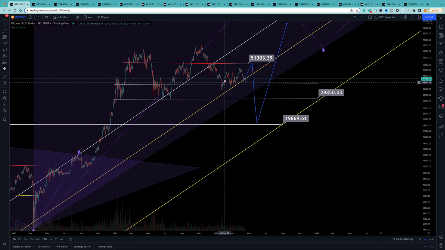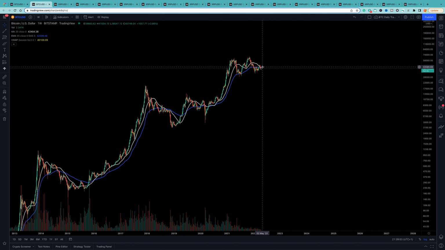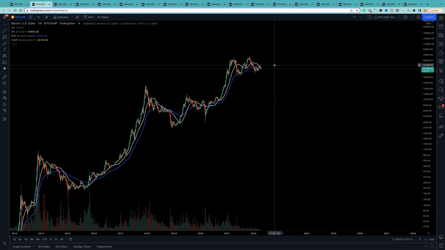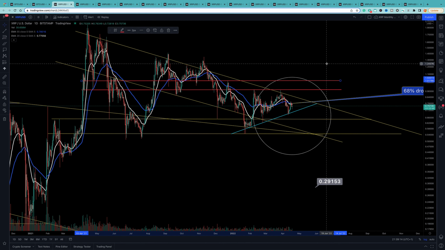Remember what I said, is that 1, 2, 3, final one, or 1, 2, or 3. Why could this be the final one? Because of the death cross on the weekly and potentially the death cross in the daily tomorrow. Now XRP is in a similar position.